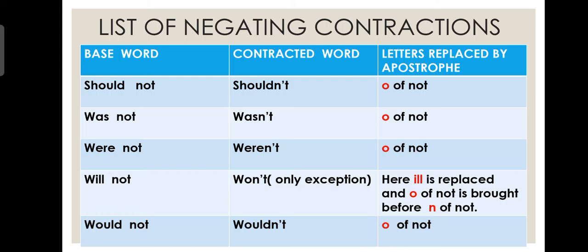So next is would not. Would not becomes wouldn't. Would remains as it is and from not we have removed the letter O and it is replaced by the apostrophe.